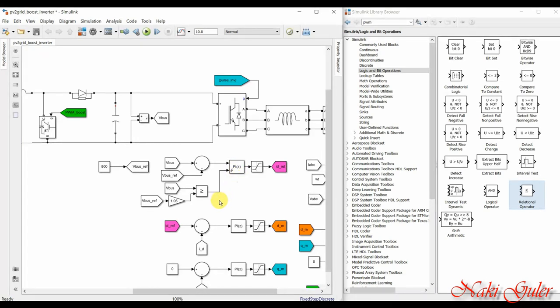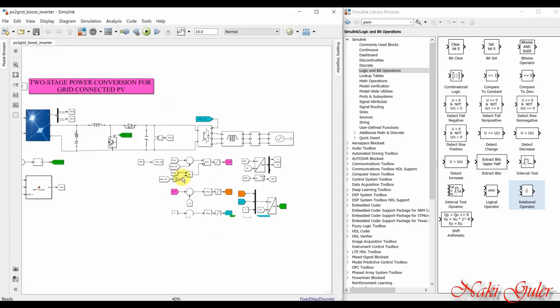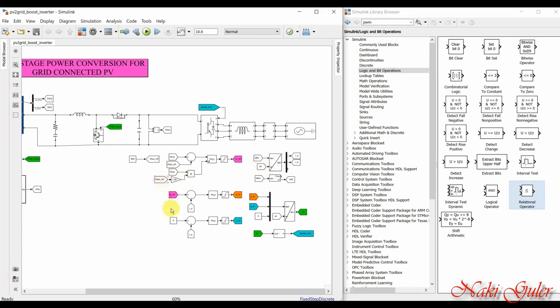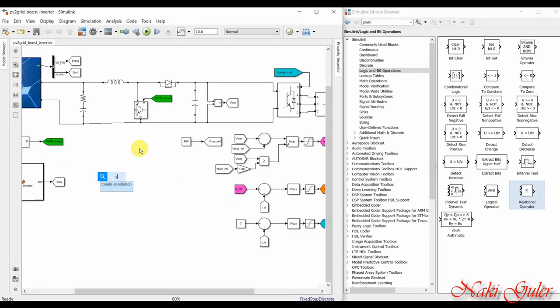And actually, we put this part to sense whether the VBUS has any power or not. We will sense by using this part, and the control part starts after these conditions. Okay, this part is completed, and now we should put a scope to see the signals.